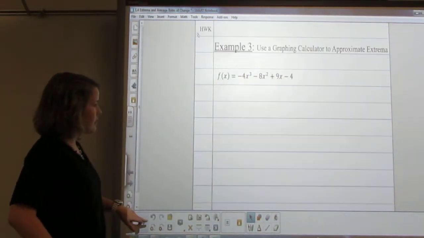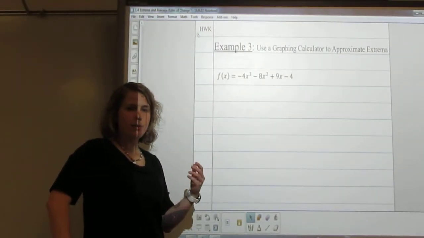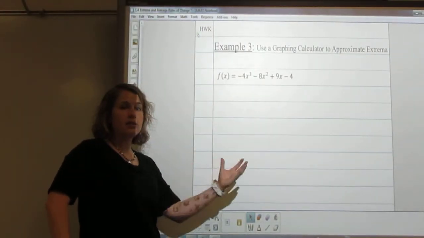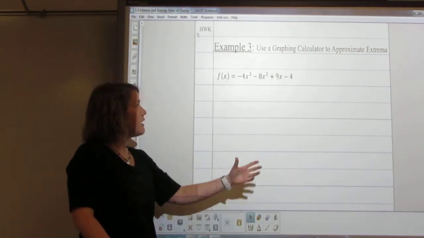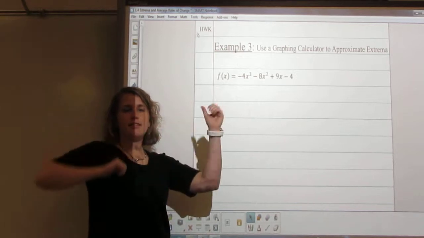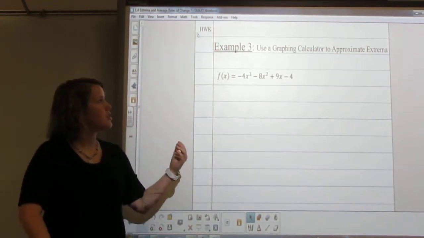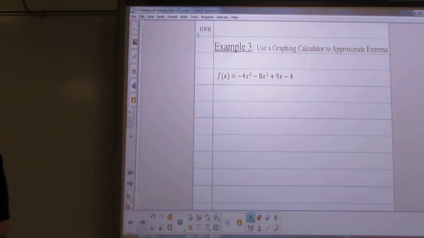Now, that's about where we got to last class. This is the new stuff. So if you are trying to fast forward, stop. This is where you need to be. This is the new material, okay? We're going to use a graphing calculator to approximate the extrema.